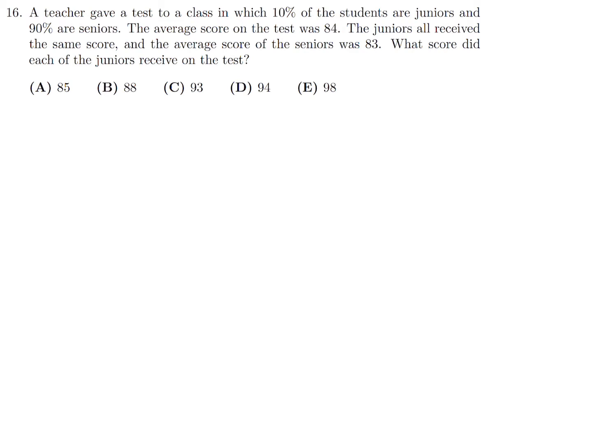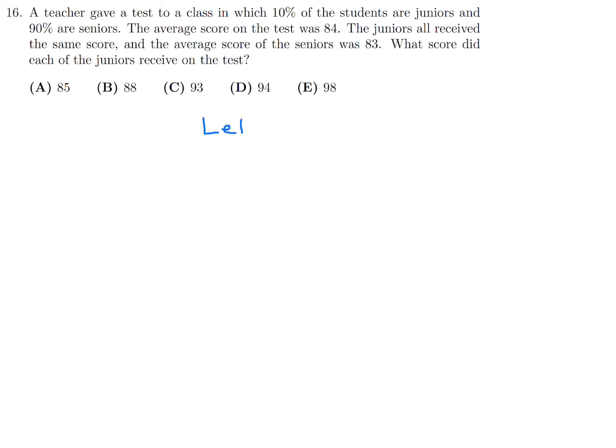A teacher gave a test to a class in which 10% of the students are juniors and 90% are seniors. The average score on the test was 84. The juniors all received the same score. The average score of the seniors was 83. What score did each of the juniors receive on the test?